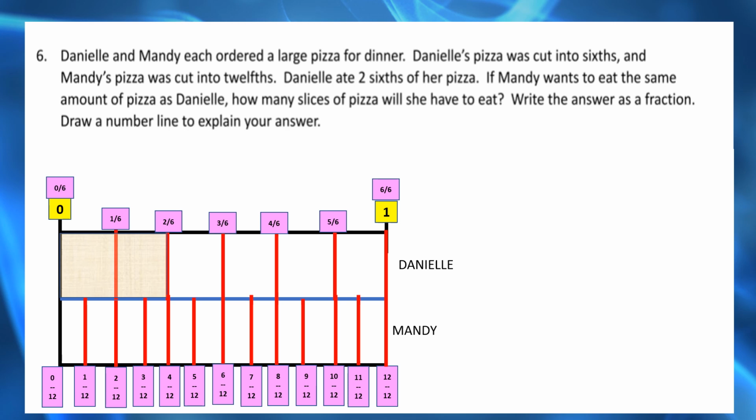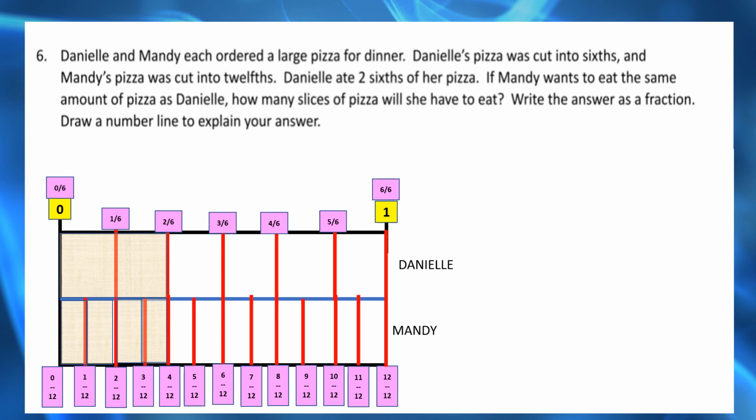Now take a look at Danielle's model, right? Now look down at Mandy's. How many 12ths would you have to shade in to equal the same amount of sixths that Danielle's model shows? Now, if you said 4, you're absolutely correct. Look at that. We had to shade in 4/12 to be equivalent or equal to 2/6.